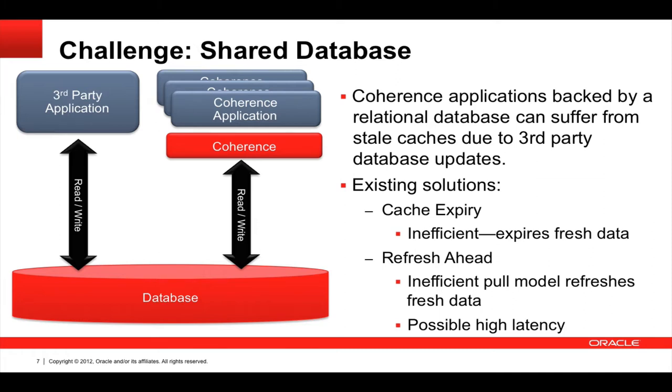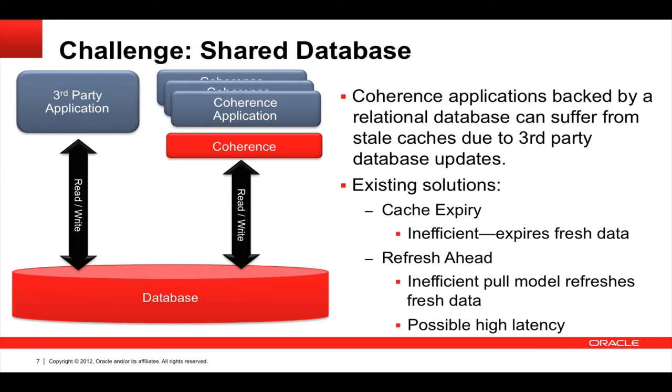And so what can we do? Well, today there are some solutions. You can use cache expiry to expire data out of the cache after a given point in time, so that when data is expired and you go to get it from Coherence, of course you'll do a read through and it'll pull the data from the database into Coherence fresh. That's great, except that it's somewhat inefficient in that you are probably going to be expiring a lot of perfectly fresh data. So if you have 1,000 records and one of them happens to be changed on disk, if you're using cache expiry, you're going to eventually expire all 1,000 records in Coherence. It's not very efficient, but it can be useful, and it can work in certain scenarios.